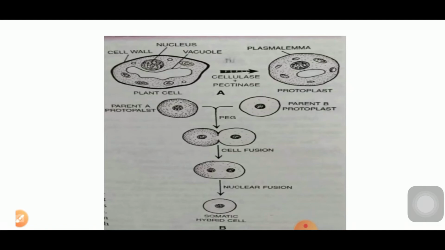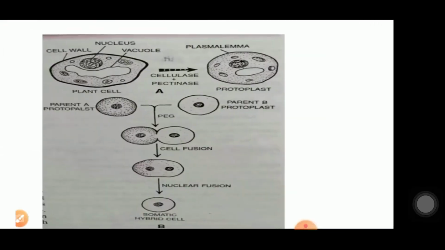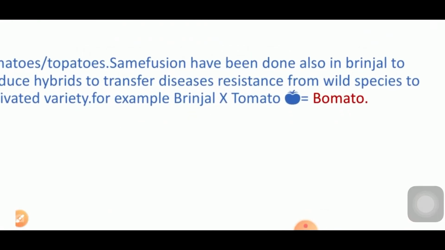Another example which was successfully performed is between brinjal and tomato, called bomato. Bomato stands for brinjal crossed with tomato. It is a successful transfer of some of the resistance genes present in the wild variety of brinjal, and when the wild variety of brinjal has been crossed, then we obtain the bomato.